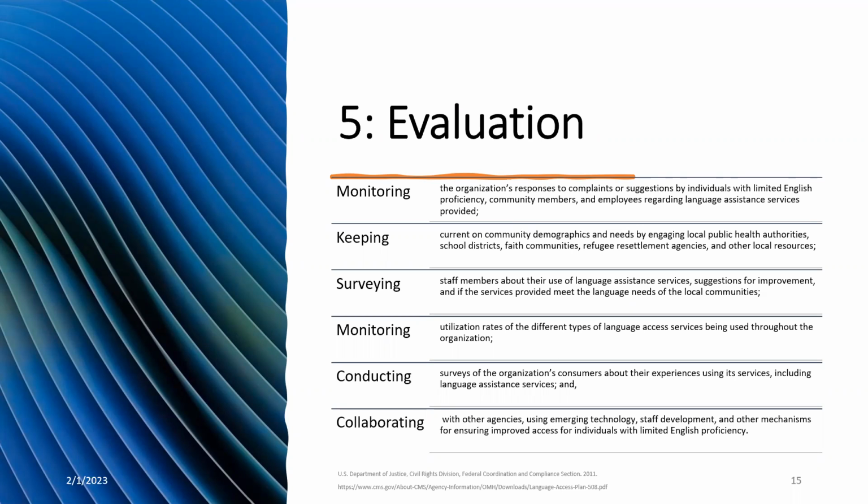For this, we need to engage with local public health authorities and whatever information they have stored, school districts, faith communities, refugee resettlement agencies, and other local resources. Obviously, this is all private information, but we're able to share just the languages that are more used. We should survey staff members about their use of language assistance services, what suggestions they have to improve it, and if the services provided meet the language needs of local communities.